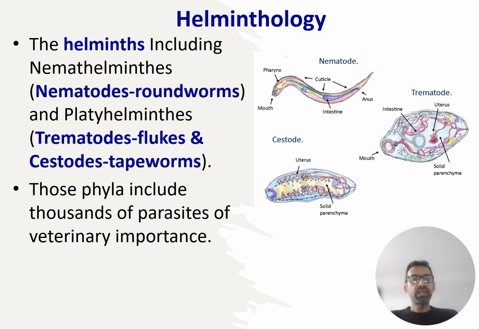Helminths include nematodes, or roundworms, and Platyhelminthes, which include trematodes, or flukes, and cestodes, also called tapeworms. These phyla include hundreds or thousands of parasites of veterinary importance. Here you can see a sketch of the nematode, or roundworm, what they look like, the fluke or trematode, as well as the cestode or tapeworm.